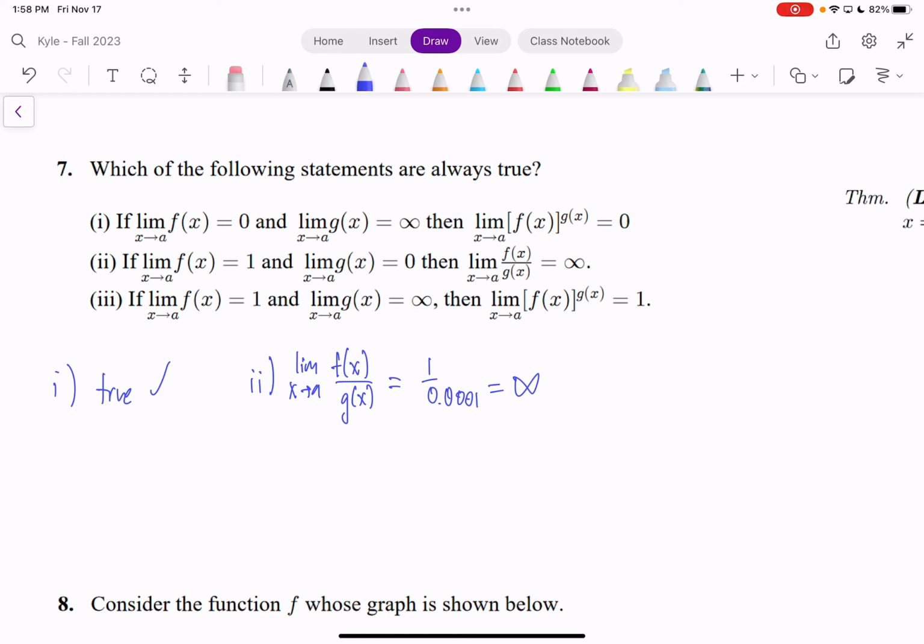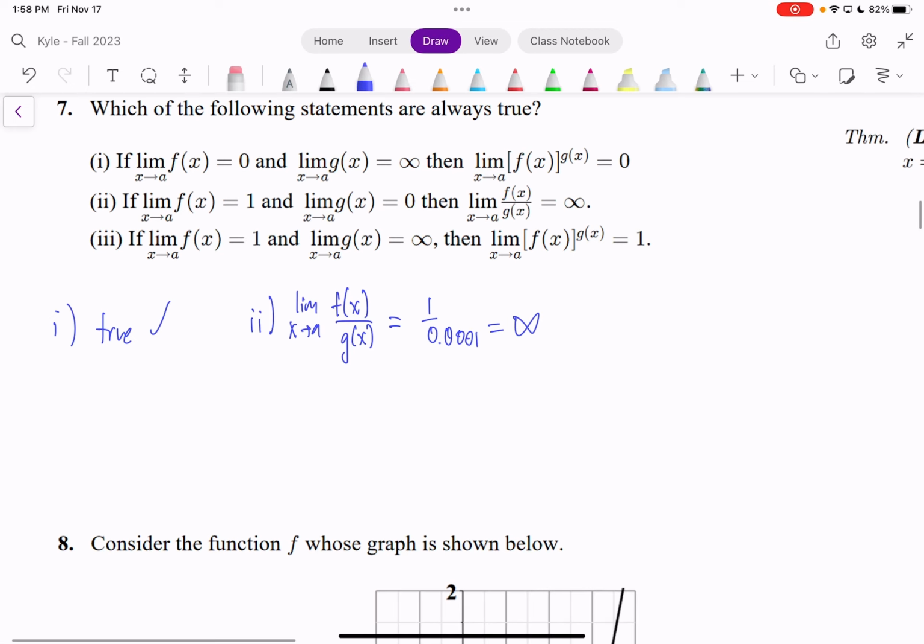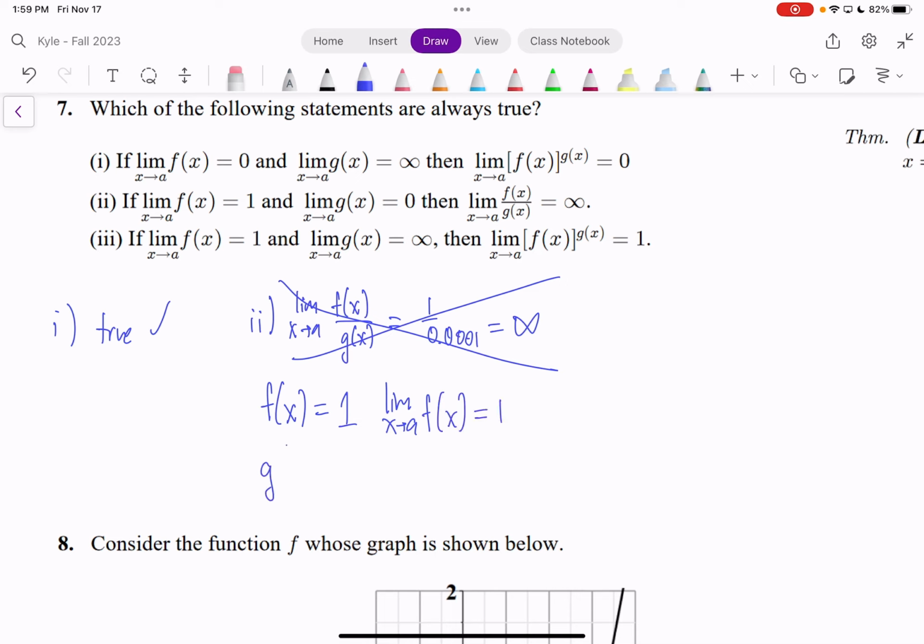You're absolutely right. So we have to remember that whenever we approach a number, this could approach from either side. So for example, I'm going to give a counterexample here, okay? Let's suppose we have f of x is equal to just the constant function 1. Then we obviously have the limit as x approaches a, for any number a, of f of x is equal to 1. Let's suppose g of x is equal to x.